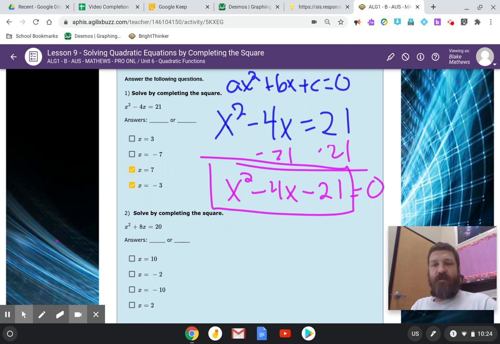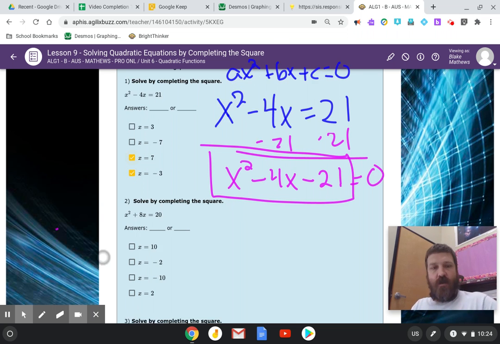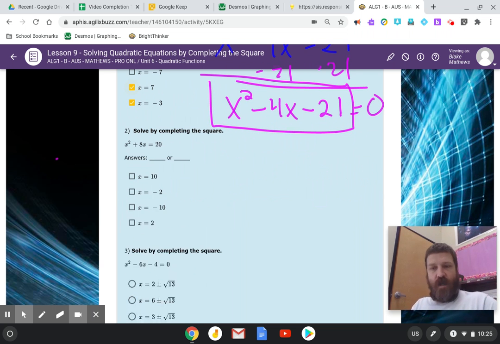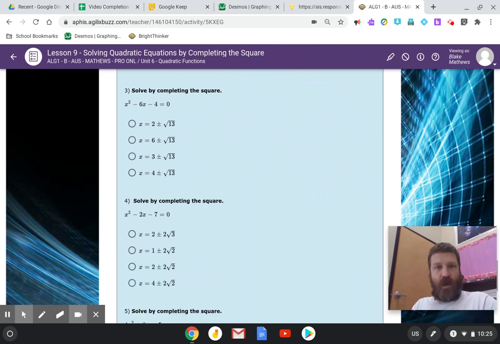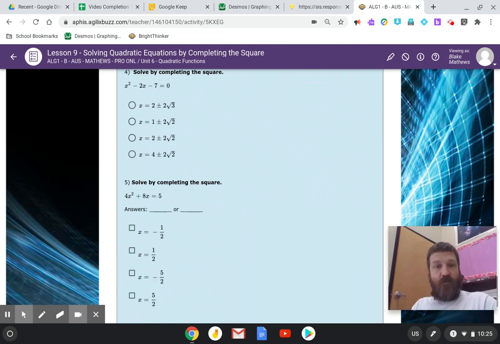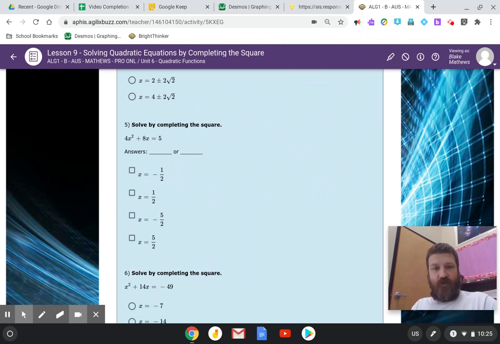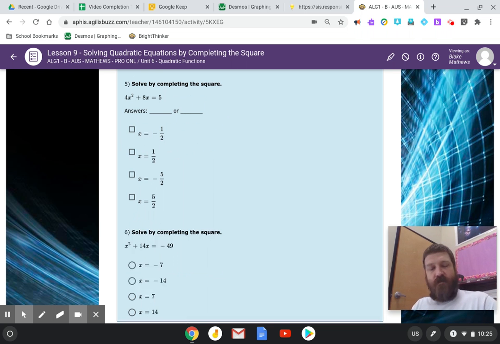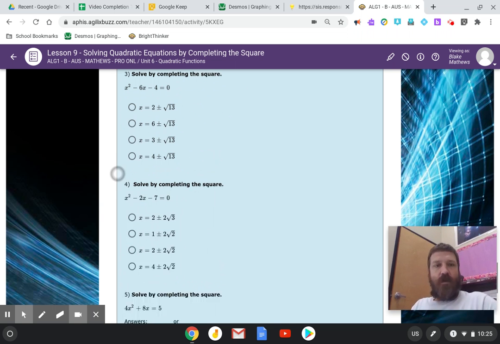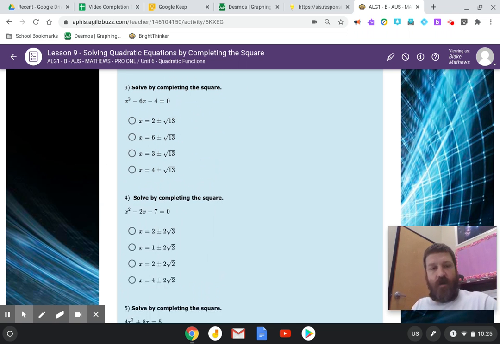You need to put it into standard form, type the equation into Desmos, and find the places where the graph crosses the x-axis. Number 2 is very similar, so I'm not going to spend any time on that one. I do want to talk about number 3 and number 4. I'm not going to talk about 5 or 6. They are also exactly the same as the example I've done. You need to put it in standard form, graph it, and then find the places on the graph where it crosses the x-axis. Now, number 3 and 4 are hard because we have these square roots.